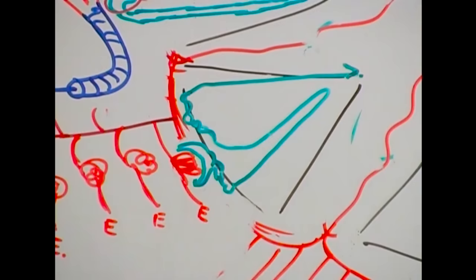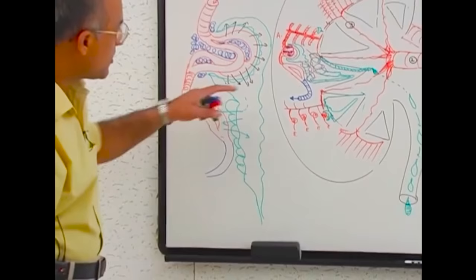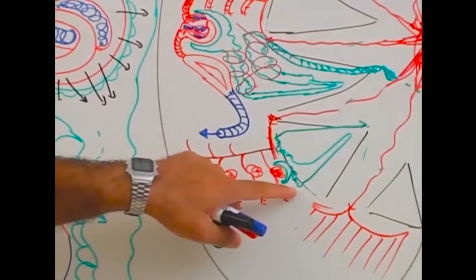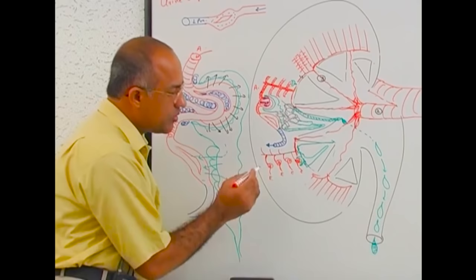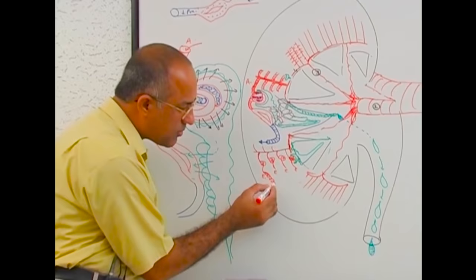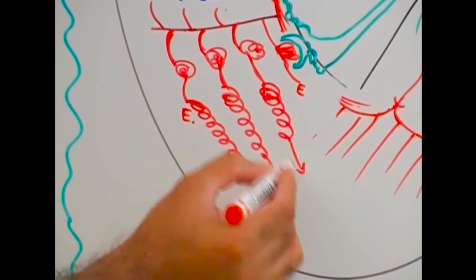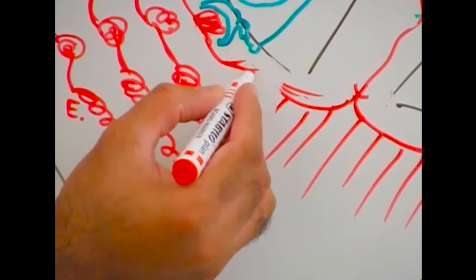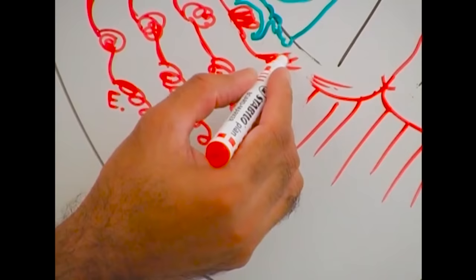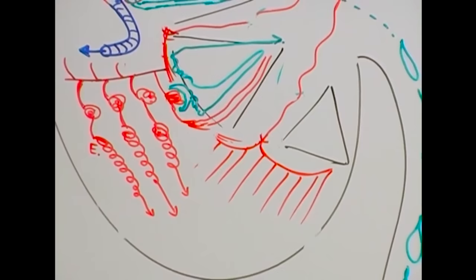Is that right? Am I clear? This was cortical glomeruli. What is this? Juxtamedullary glomeruli. Now, the real difference is in their efferent arteriole. You know that these efferent arterioles break down into what type of capillaries? Peritubular capillary networks. But this will not break down to peritubular. This will make capillaries which will not go around, these capillary loops will go down into the medulla.